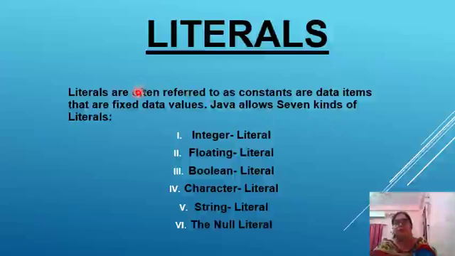Literals or constants. Literals, often referred to as constants, are data items that are fixed data values. Java allows 6 kinds of constants. These are integer, floating, boolean, character, string, and null. In character we show a constant with a single quote, and in string we show it with a double quote. Boolean has the value true or false. In integer we use whole numbers, whether negative or positive. In floating we use decimal numbers.